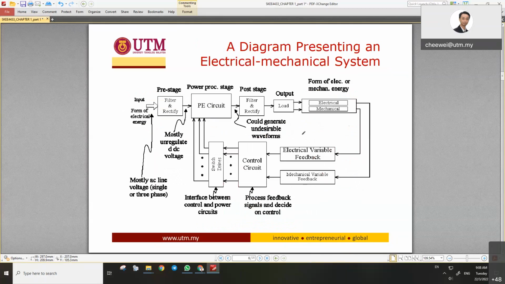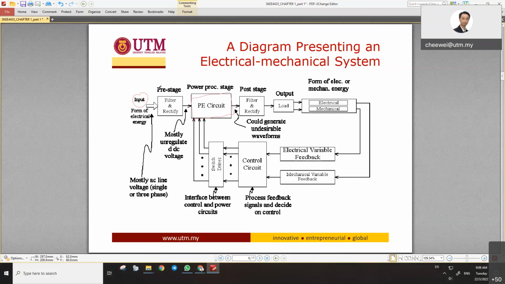This one is an example of an electrical mechanical system dealing with power electronic circuits. Do you notice where the power electronics is here? Okay, the power electronics is in this box. PE stands for power electronic circuits. So it will talk about the left-hand side here, the form of electrical energy inputs. Inputs go through the first box here known as filter and rectify. Mostly AC line voltage, single or three-phase. Input from the transmission line maybe.